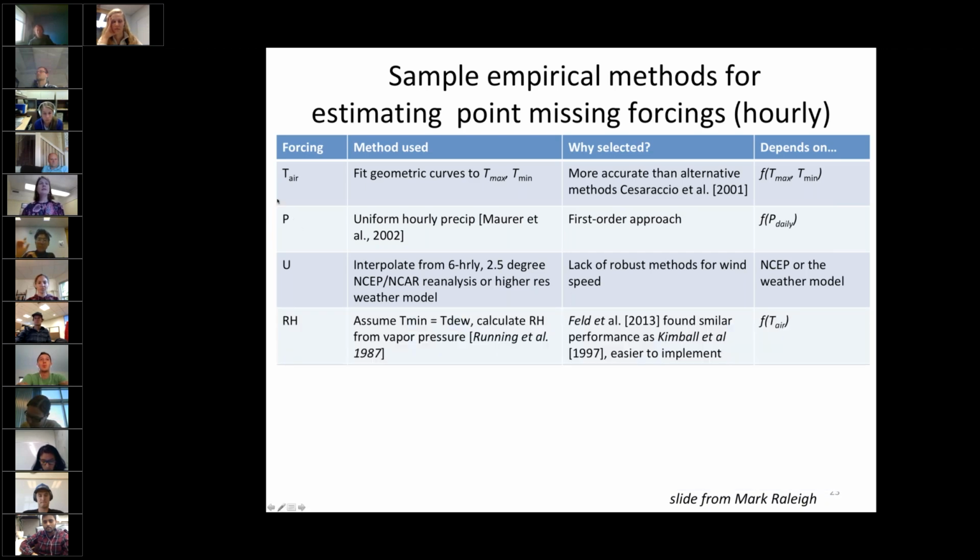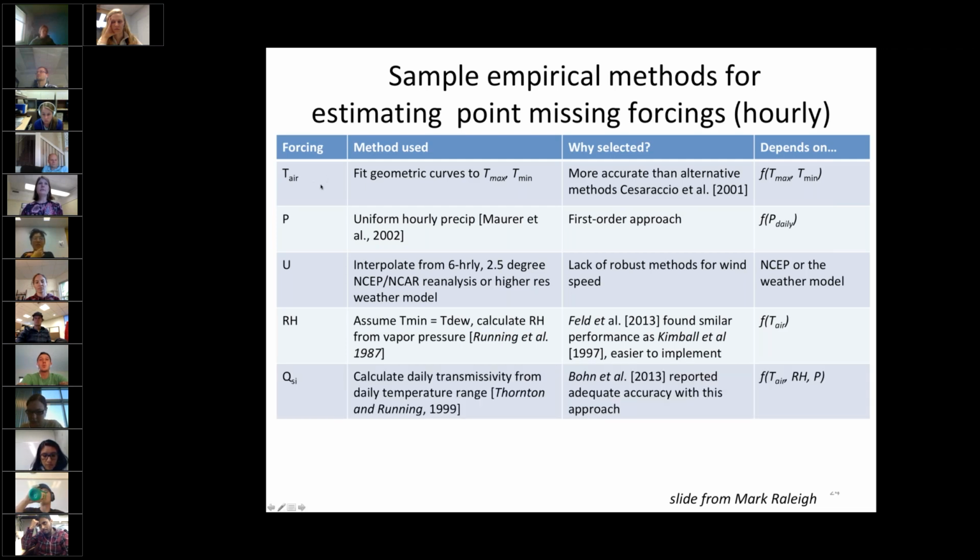If you want relative humidity, a common thing to do is assume that the minimum temperature each day is equal to the dew point temperature, and then you can calculate the relative humidity from the vapor pressure. And there's some references on that. Shortwave, I just went through: you calculate the transmissivity from the daily temperature range. This was investigated by a paper by Ted Bone.